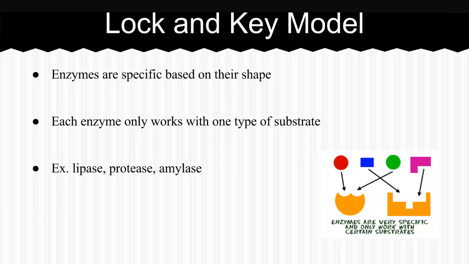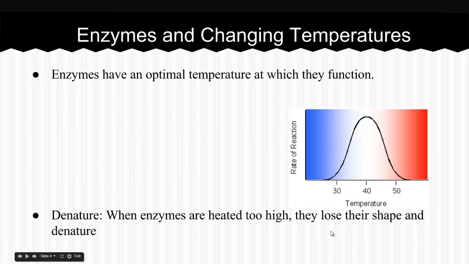And over here I have three examples: lipase, protease, amylase. These are three enzymes found in our intestines, but lipases are specific to fats, proteases are specific to protein, and amylases are specific to carbohydrates. If you look at our cartoon diagram over here, the circular shaped substrates, the red and the green, will fit into our orange enzyme, but we'll need the rectangular shaped substrates, the blue and the purple, to fit into this enzyme. And what this cartoon is showing us again is that the specificity of the enzyme depends on its shape.